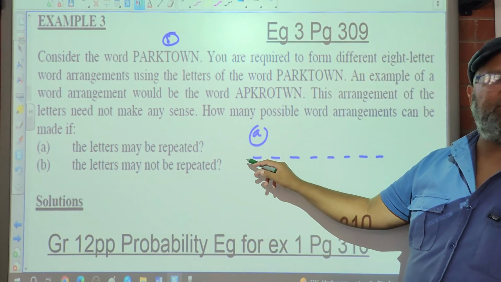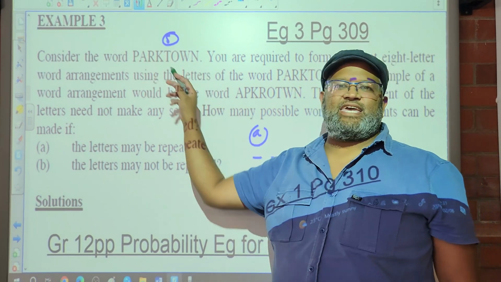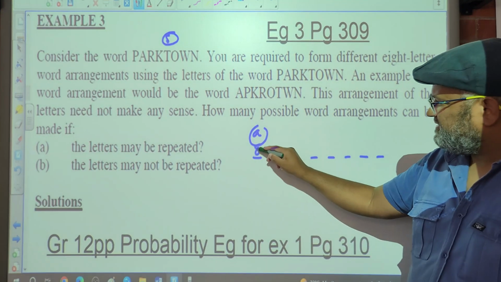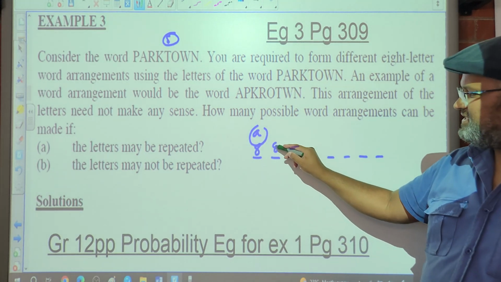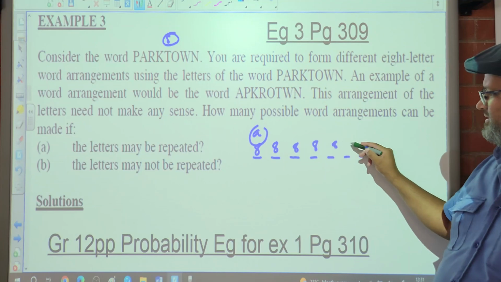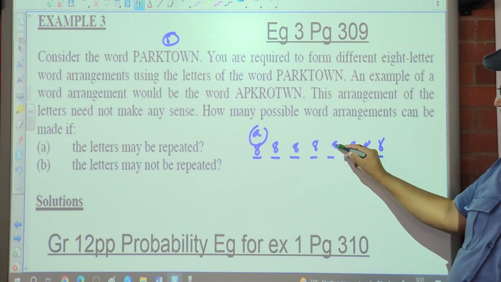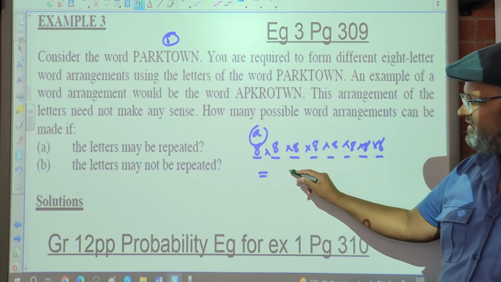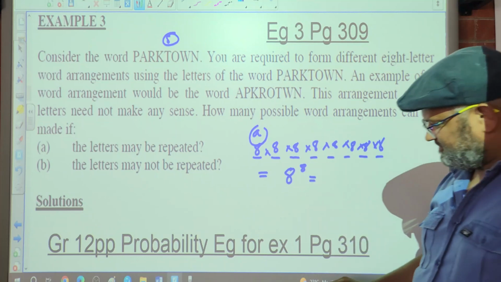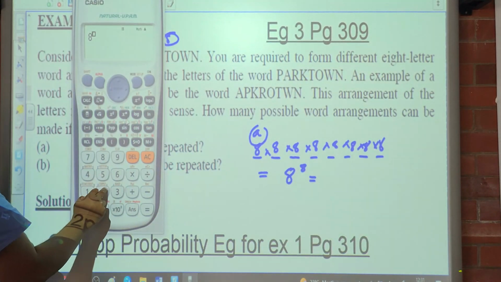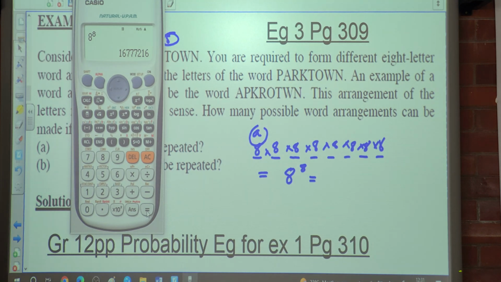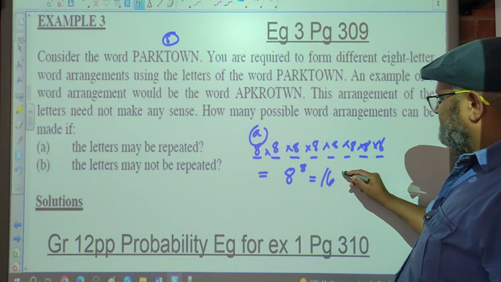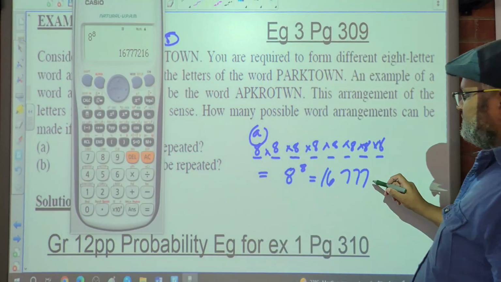So how many options do I have here? Of these 8 letters, how many letters can I choose from? 8. And the second letter? 8. This next letter? 8. There are 8 blanks, so if I multiply, this will simply be 8 to the exponent 8. You all understand? Any confusion? So the answer is 16,777,216.